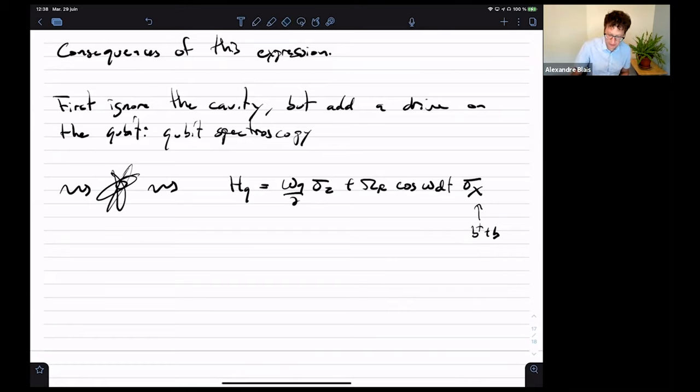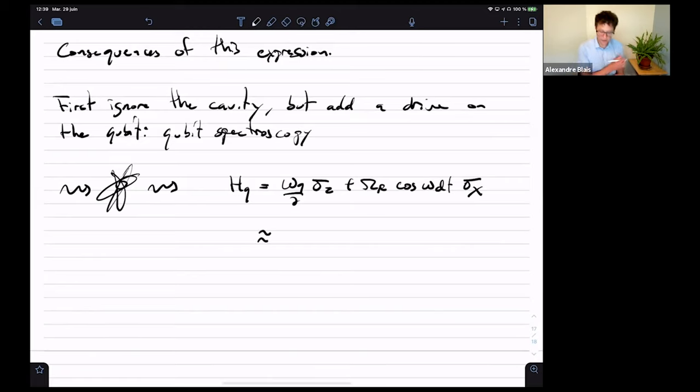Okay, but nevertheless, this B dagger plus B in the two-level system approximation is simply sigma plus sigma minus, which is just sigma x. So since he already gave you this term, you already now know this. So this is how you drive a transmon qubit, or typically a two-level system.